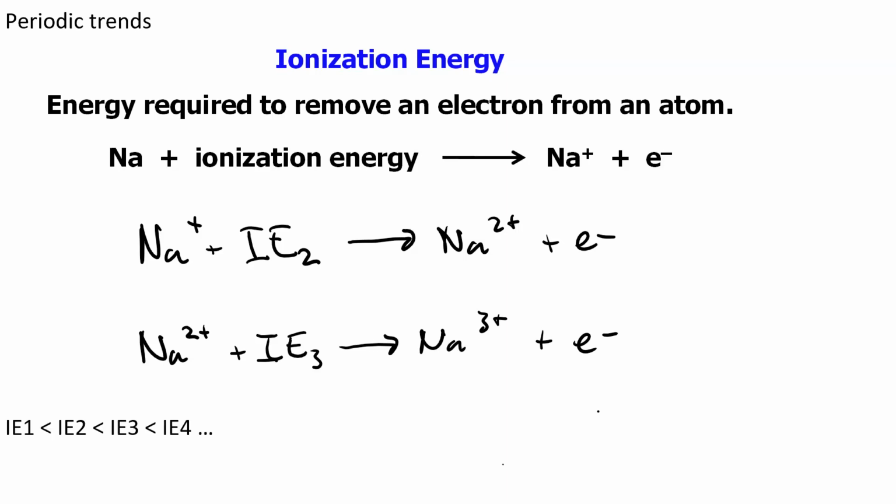Each successive ionization energy is higher than the previous one because you are removing an electron from a more positively charged particle. With IE1, you're removing an electron from something with a charge of 0. So IE1 is the lowest ionization energy. With IE2, you're removing an electron from something with a charge of +1. That's harder than removing an electron from something with a charge of 0. And so on and so forth.